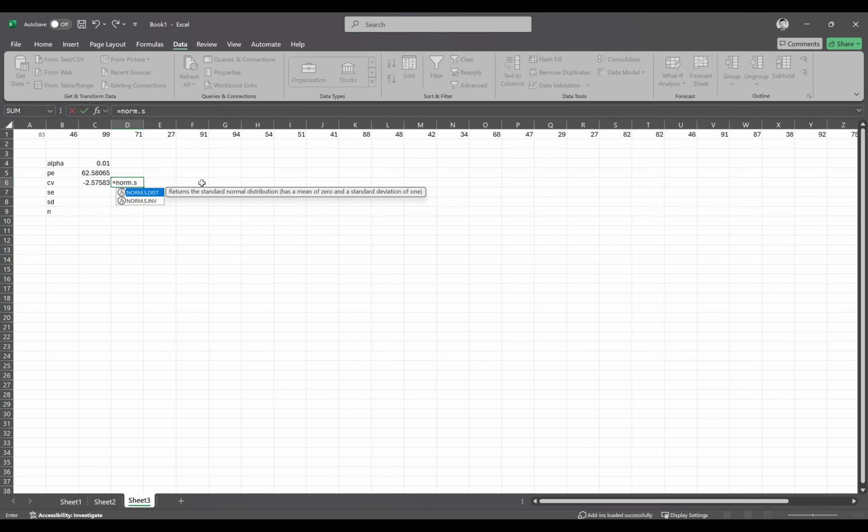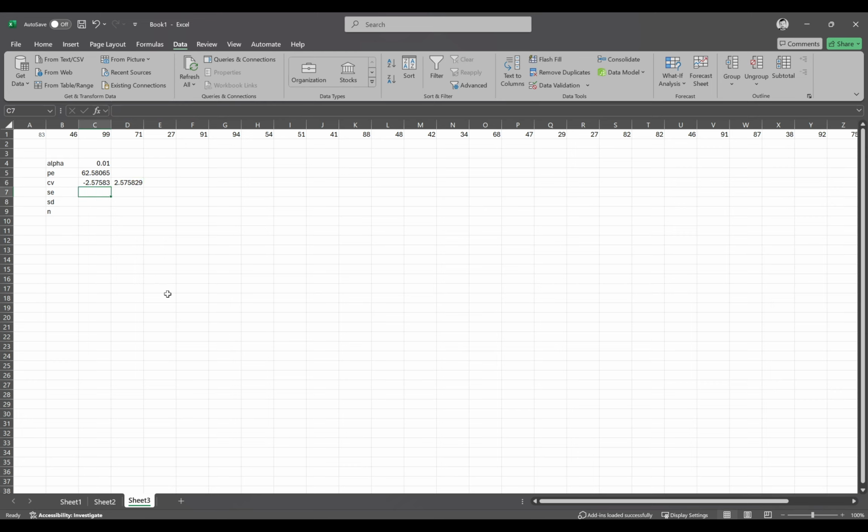And then NORM.S.INV, same thing, 1 minus alpha over 2. All I'm doing here is the 1 minus makes it the upper tail. Essentially what it's asking you to do is, instead of putting the 0.005 on the right-hand side, put 0.995 on the left-hand side. So the 1 minus is the opposite in a standard distribution of that number.